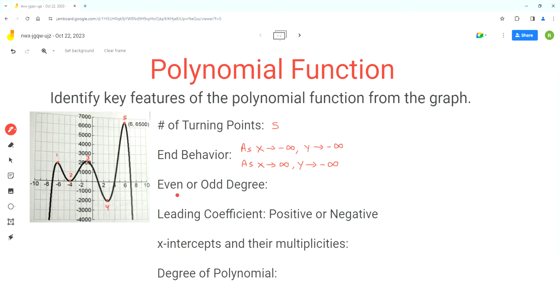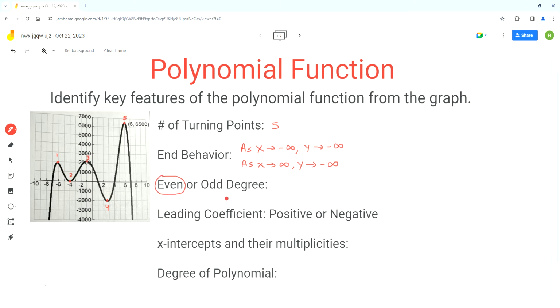Now is this an even or odd degree? In this case, the graph is originating in quadrant 3. So as we go from left to right, the graph comes from quadrant 3 and then makes some turning points and then it goes into quadrant 4. So that means this is an even degree polynomial function. Both the starting and the ending is on the lower side of the x-axis. So this is an even degree function.